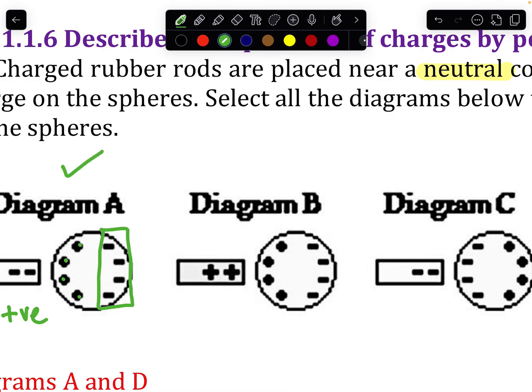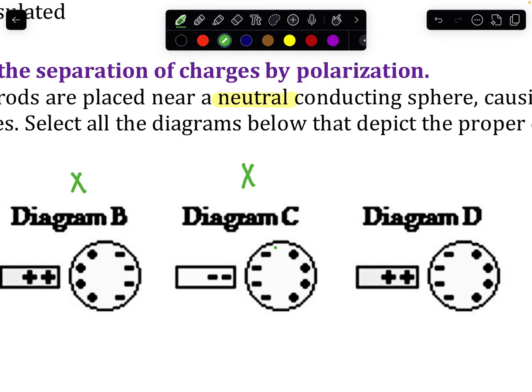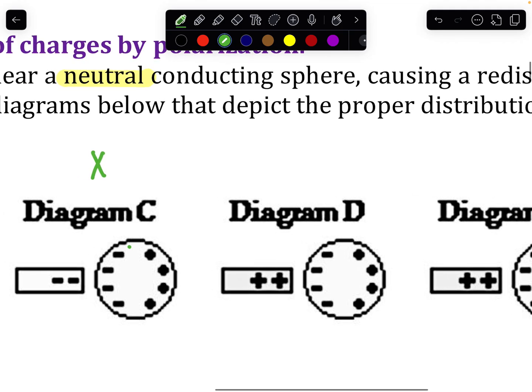B is wrong. The positive rod repelled the negatives onto the other side, which is wrong. Negatives have to sit in front of it and positive on the other side, which is not our case. So this is not correct. Here it is the same story. Negative cannot attract negatives. They have to repel the negatives. So this is also not correct. In diagram D, positives attracted the negative onto this side, leaving positive onto the other side. Here I have 4 and here I have 4, which makes it okay.